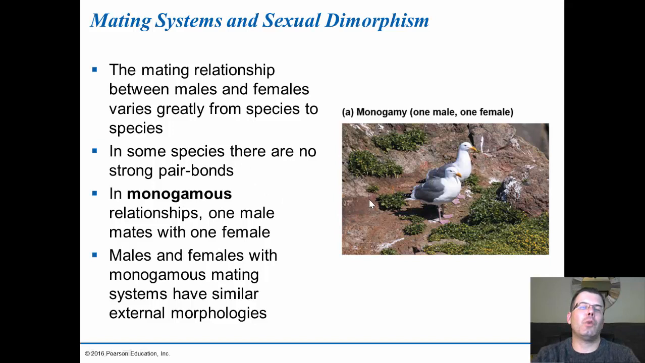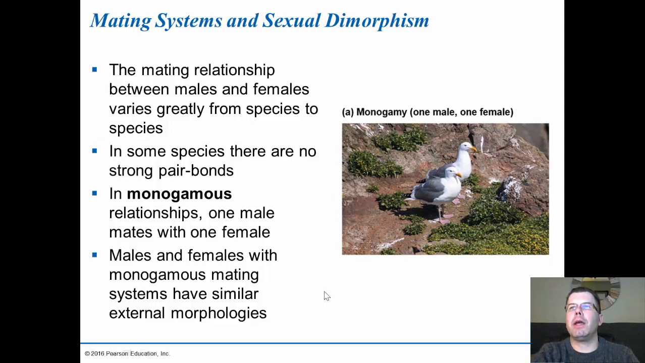And so it's not just one thing. When we talk about birds in general, not all birds are monogamous, and not all mammals are monogamous. And so there are a lot of different types of pair bonds. In some species, there's no strong pair bonds. But in examples of monogamous relationships, one male mates with one female for their whole life, and the mating systems seem to have similar morphologies.